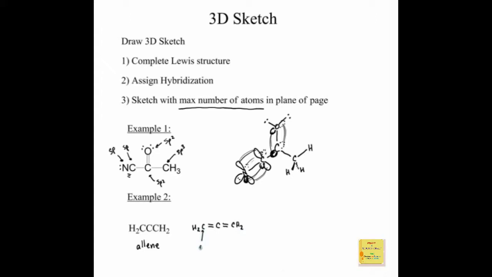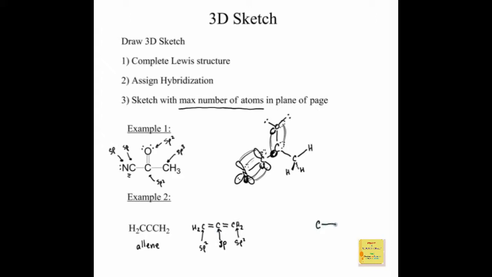The CH2s on the end are sp2 hybridized. Pretty straightforward, because they have three regions of electron density, two hydrogens and the double bond. And this middle carbon has a double bond here and a double bond here, so this is sp hybridized. But what's interesting about this is usually our sp hybridized atoms have triple bonds, and what's different is we have double bonds here. So let's see what that sketch would look like.